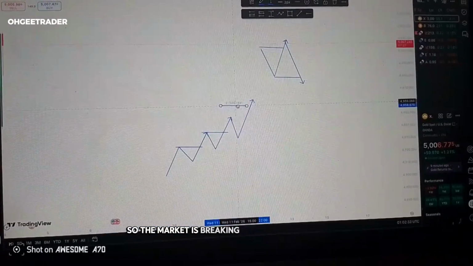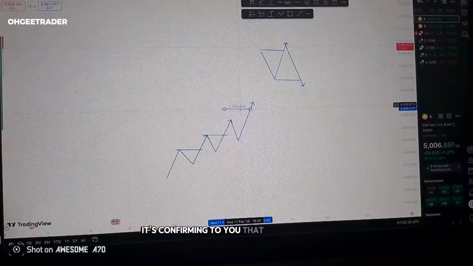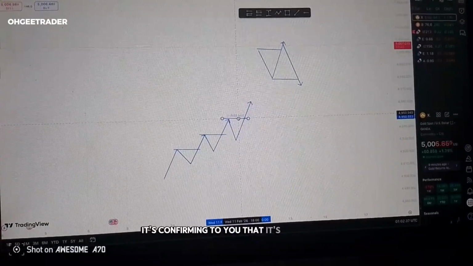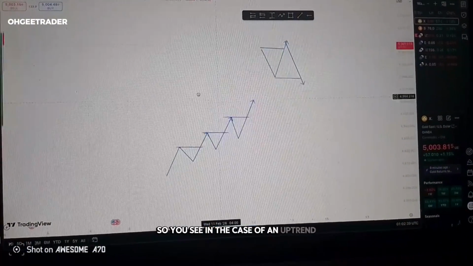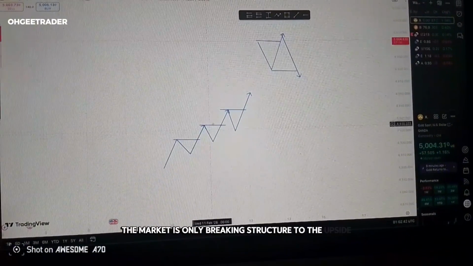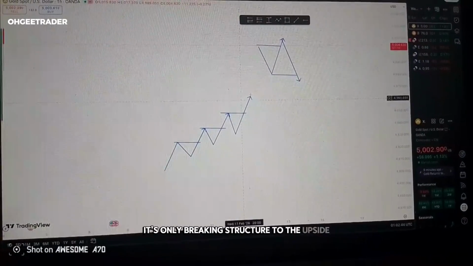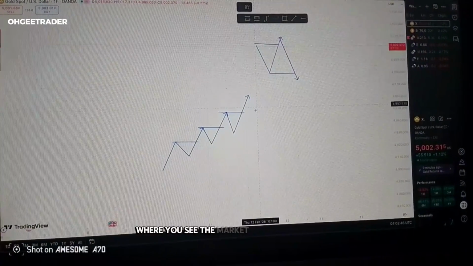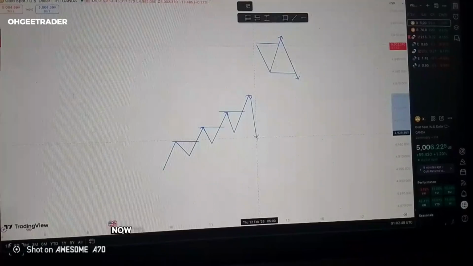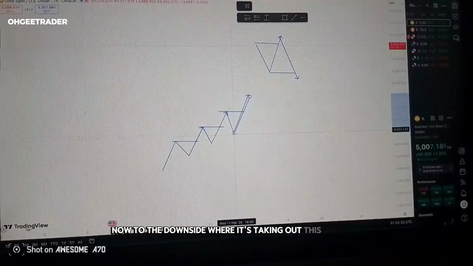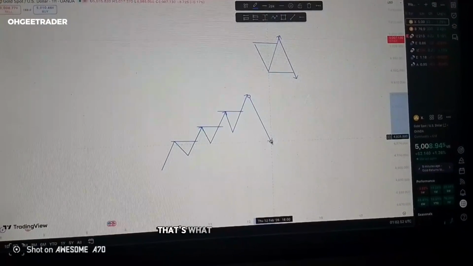So the market is breaking structure to the upside. It's confirming to you that it's an uptrend. So you see, in the case of an uptrend, the market is only breaking structure to the upside. So in the case where you see the market breaking structure to the downside, where it's taking out this guy here, that's what we call a trend change.